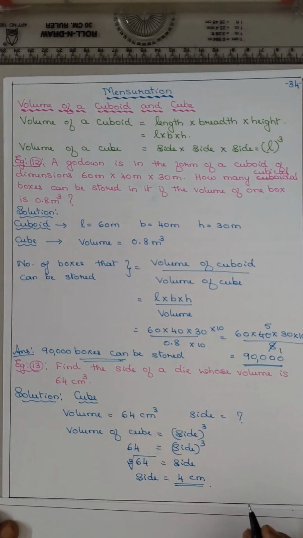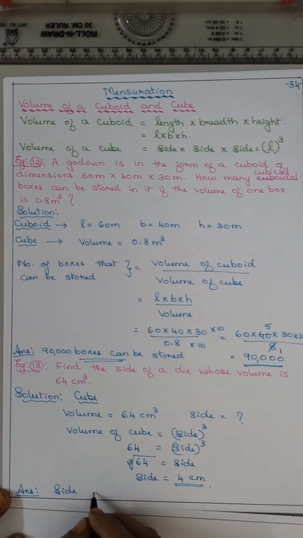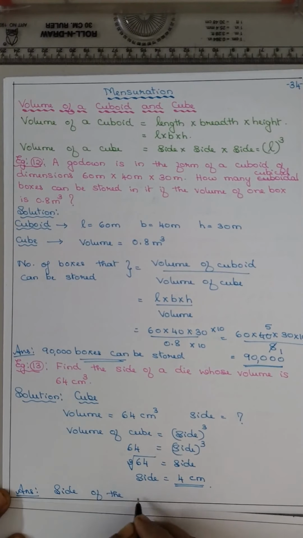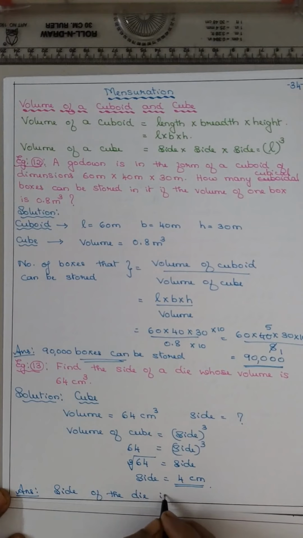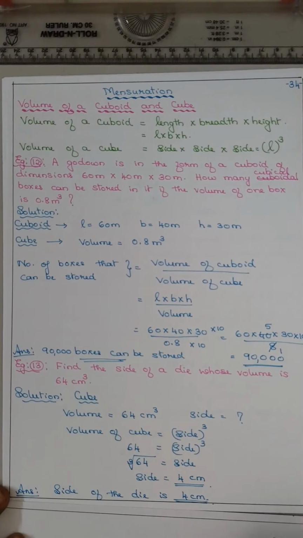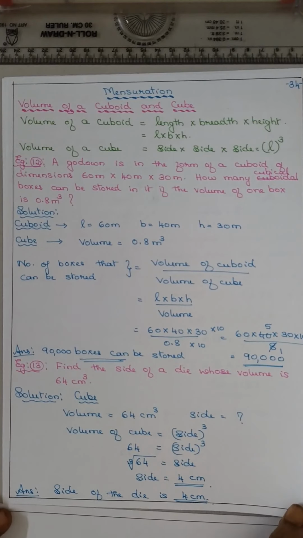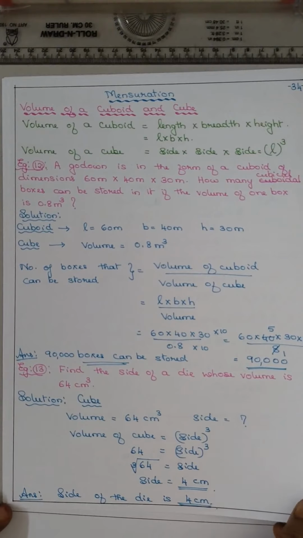4 cube. 4 fours are 16, 16 fours are 64. So answer, side of the die is 4 centimeter. Hope you understood these two. That is the example 12 and 13.